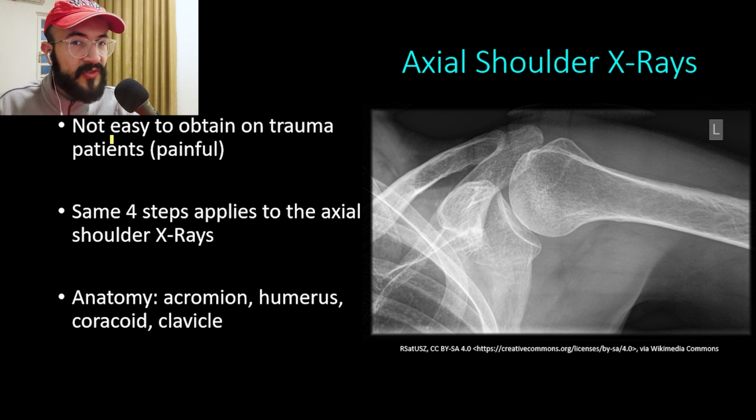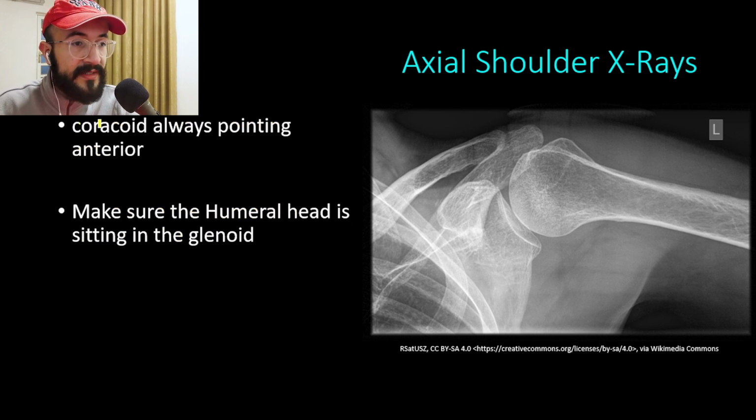Now, axial shoulder x-rays are not easy to obtain in a trauma patient because the patient has to mobilize their arm for the picture to be taken, so it's painful, and the same 4 steps apply to the axial shoulder x-ray as we explained. Now, the coracoid is always pointing anteriorly, so this here is the coracoid, meaning this is the anterior part of the x-ray, and we make sure that the humeral head is sitting in the glenoid.